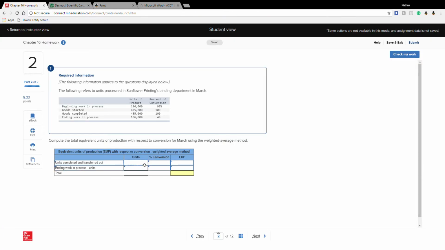Okay? So here we'll put in units. We add that 455,123, and then ending work at 166,123, and we put in the percentage. Now again, if units are completed, that probably means everything's been done, so it's always going to be 100%. So always remember that. And then we got 40%. Now we actually have to do the multiplication here. Connect is not doing it. So anything times 100% is basically itself. That's just multiplying it by 1. Here, we actually have to do the multiplication.